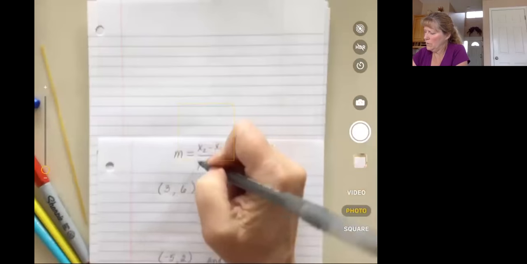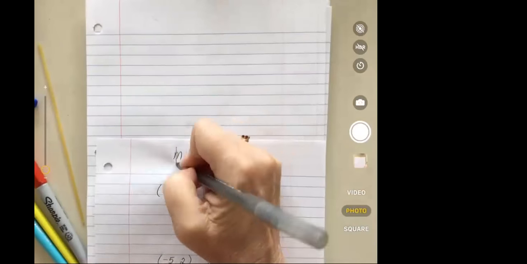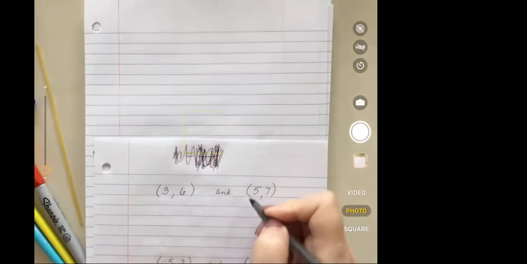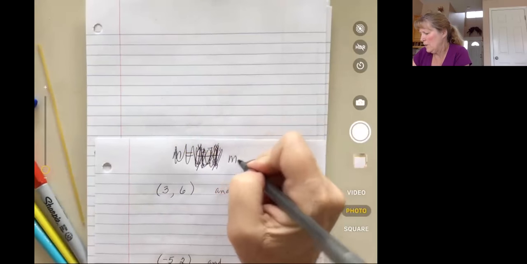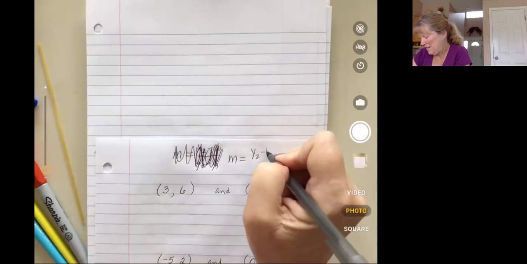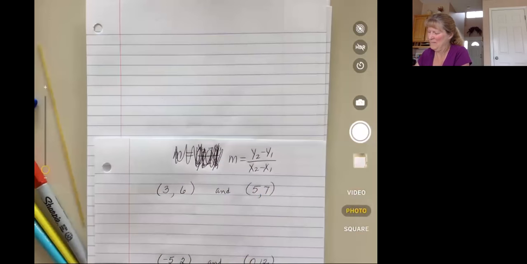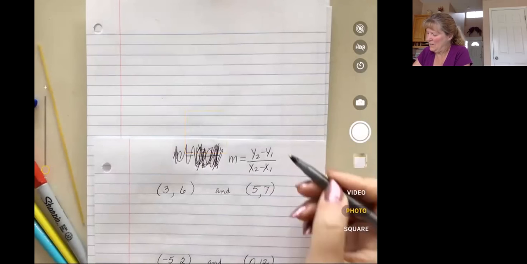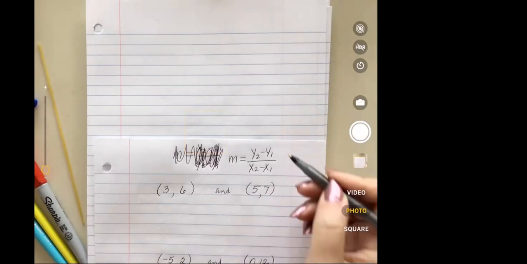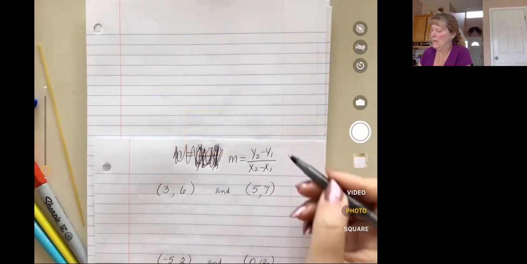oh wait, I have this upside down. I started doing it right here and I looked back at that formula. It's slope equals y2 minus y1, the y's on top, over x2 minus x1. So it's 7 minus 6 on top, and 5 minus 3 on bottom. So it's 1/2. If I got out a graph and graphed those, the slope would be 1/2.